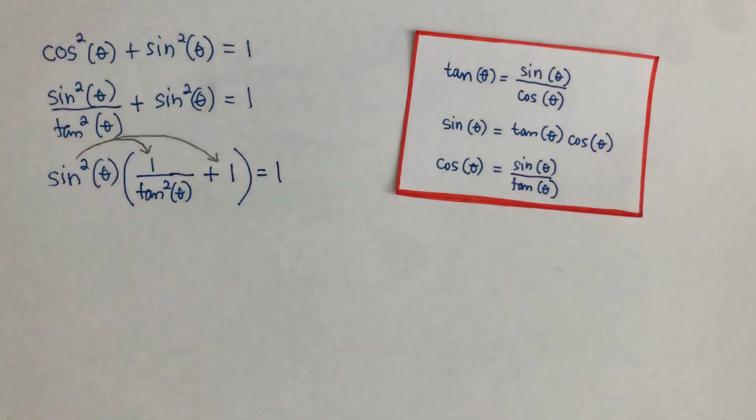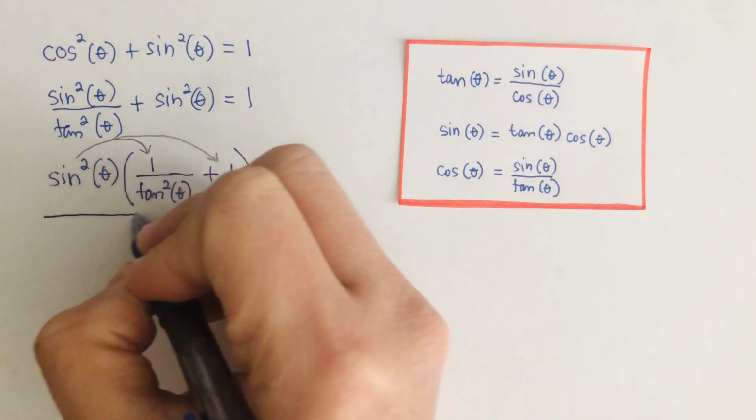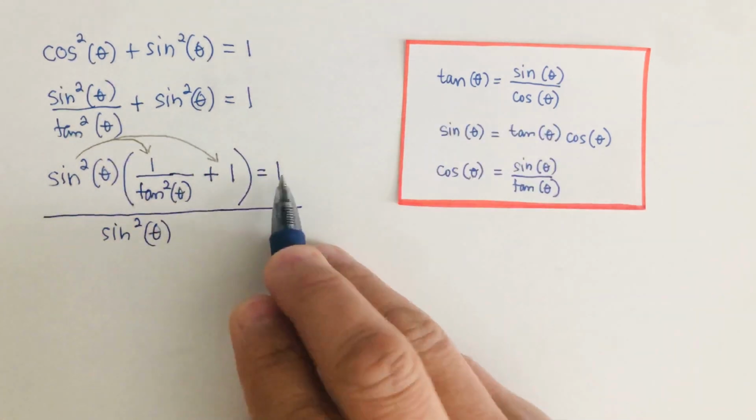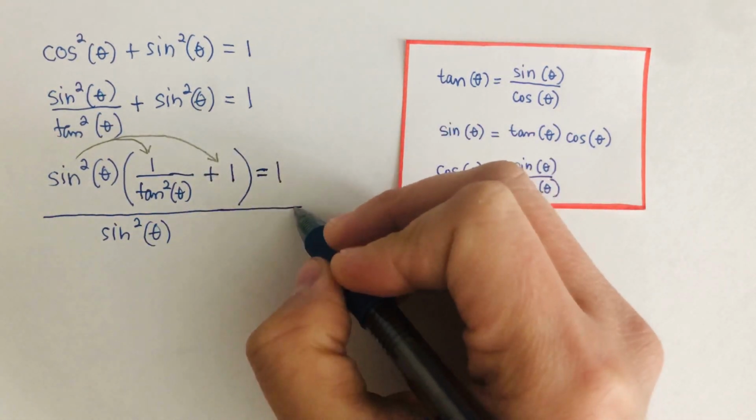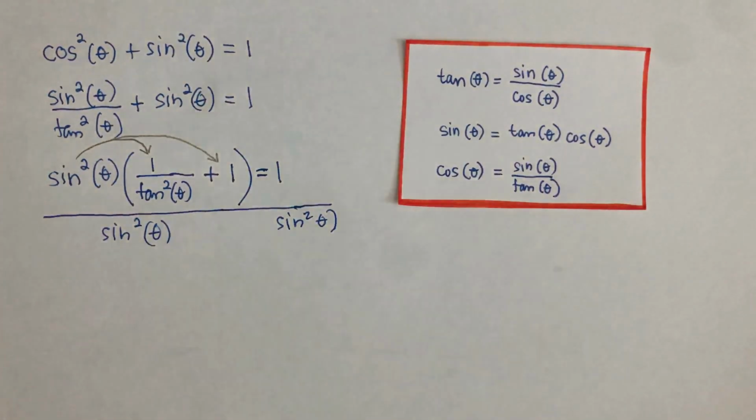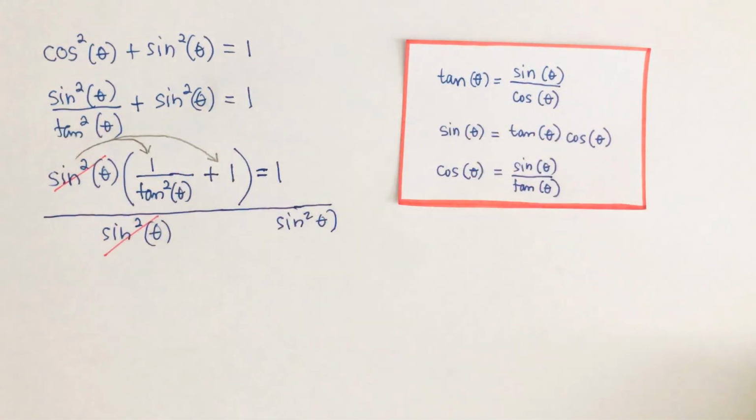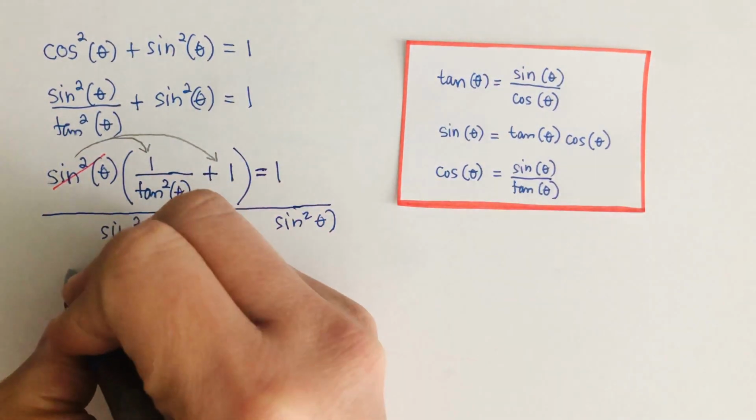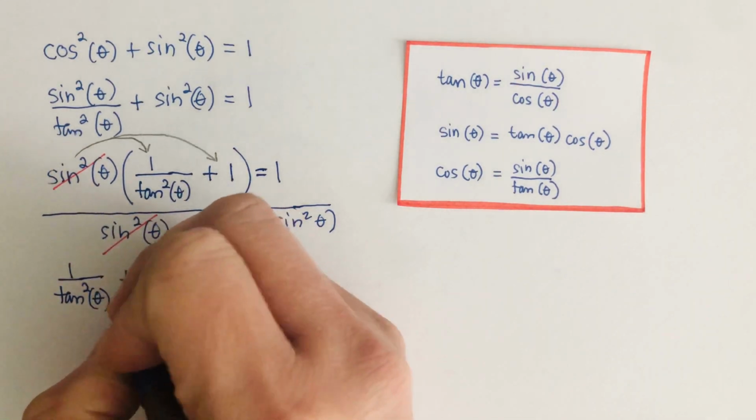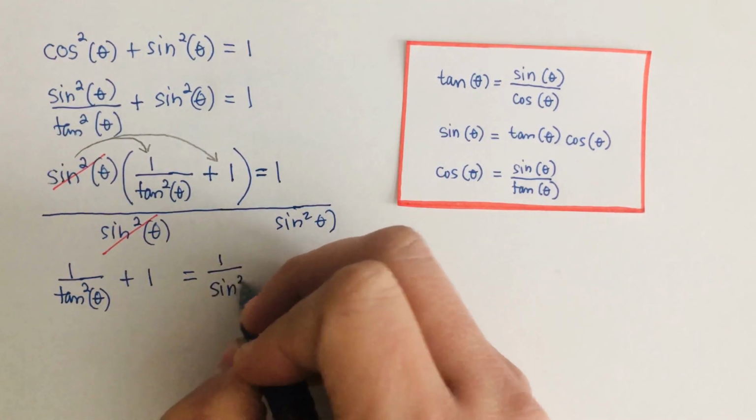So what we are going to do next is divide both sides by sine squared of theta. I'm going to divide this by sine squared of theta, and then I'll divide the other side of the equation by the same thing, sine squared theta. So I can cross out the sine squared theta. The leftover here is going to be 1 over tangent squared theta plus 1 is equal to 1 over sine squared theta.